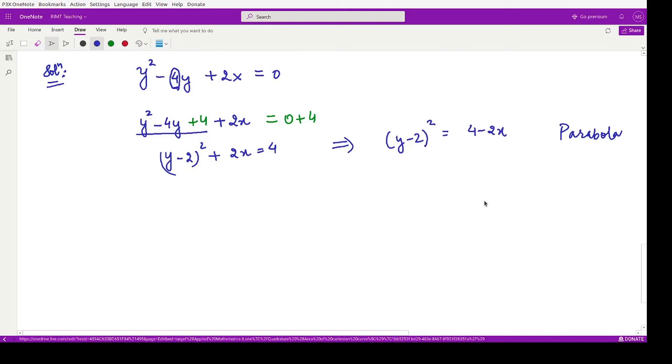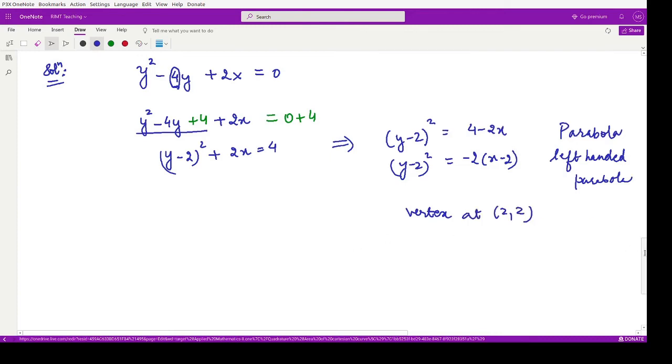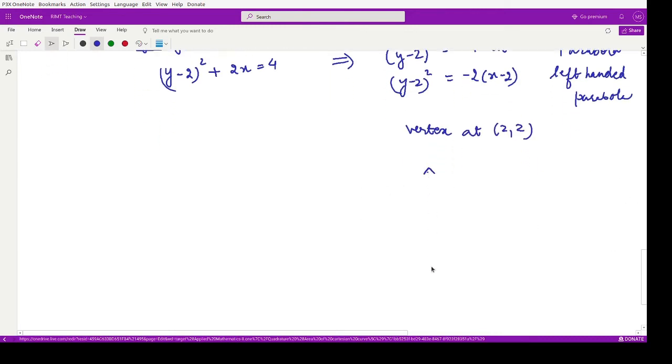Moreover, what kind of parabola is this? This is the left-handed parabola. The vertex for this, you can write this as minus 2x minus 2. So your curve is y minus 2 whole square equal to minus 2x minus 2, right? So this would have its vertex at the point 2, 2. So the graph for this curve would be something like this.